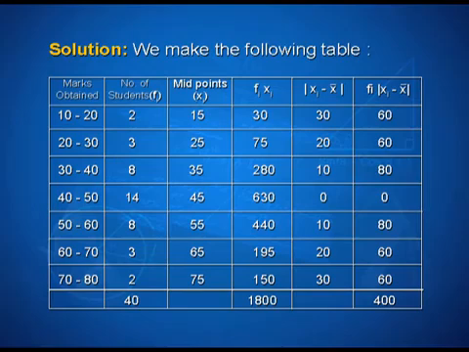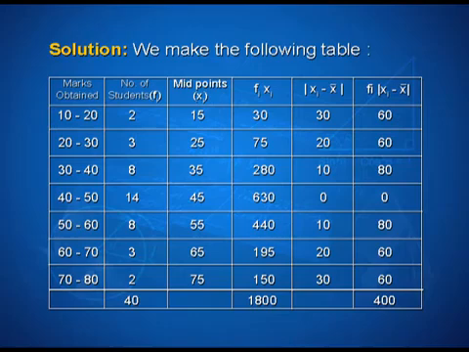Now, we make the following table. First column shows the marks obtained, second shows number of students, that is frequencies, third column is midpoints, that is xi, fourth column is for the product of fi and xi, fifth column is for absolute value of xi minus x bar, and sixth column is for the product of fi and absolute values of xi minus x bar. Look here how we do it.